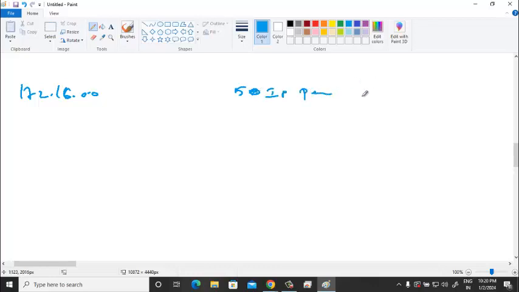Okay, this is your homework. 172.16.0.0, 100 IP per subnet. Do this as usual. Take a picture and send it on WhatsApp. Okay. The 192 dot. How many, sir? 100 IP. Okay. Sure, sir.